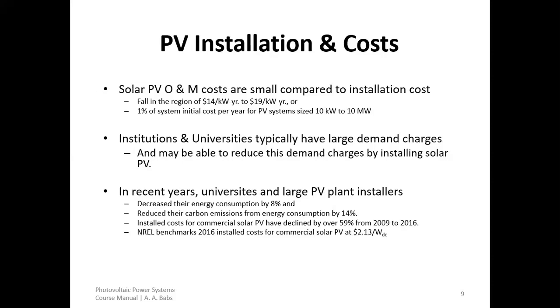They have also reduced their carbon emissions from energy consumption by 14%. So this is making a huge statement about protecting the environment. So if you install PV in your institution, you drop the consumption by 8%, you drop the carbon emission into the atmosphere or other gases into the atmosphere by 14%. The installed cost for commercial solar PV has declined by 59% from 2009 to 2016. So installation cost has dropped by 59%. Okay, so between 2009 and 2016, that's about 7 years. In these 7 years, there's been a huge decline in installation cost.